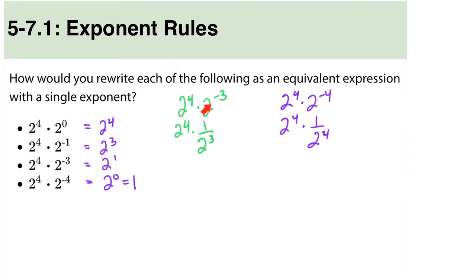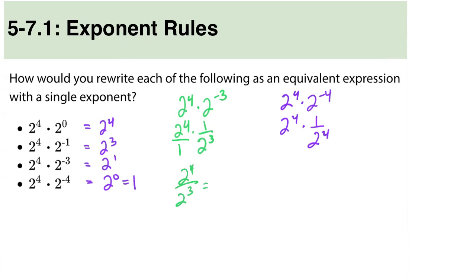2 to the 4th times 2 to the negative 3 power. That negative exponent kicks it to the denominator, so that's the same as 1 over 2 to the 3rd power. And here's another way to think about it rather than writing everything out. If I multiply at this point, I'm going to think about my 2 to the 4th over 1. I'm going to multiply across the top, that's 2 to the 4th. Multiply across the bottom, that's 2 to the 3rd.